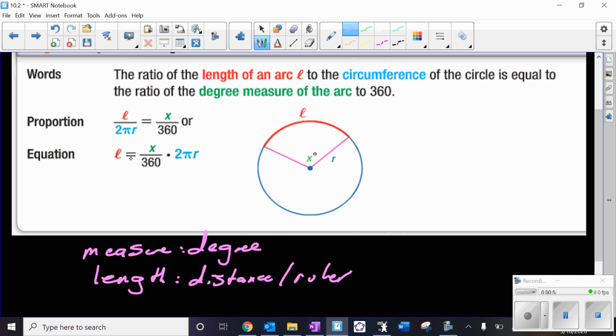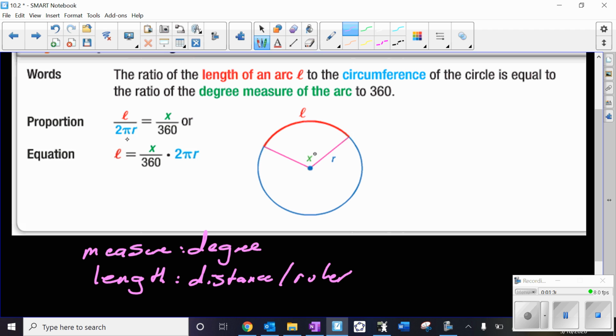I'm going to actually use something that looks a little bit different than these still, but it's a proportion. We're going to say L right here. I'm going to start with this one. L is my arc length over 2 pi r, we've seen that before, that's circumference, equal to x, my degree measure, over 360 degrees. So I have a portion of my arc over the entire arc equals a portion of my degrees over all of my degrees. And if I'm mostly going to solve for L, I need to get L by itself.